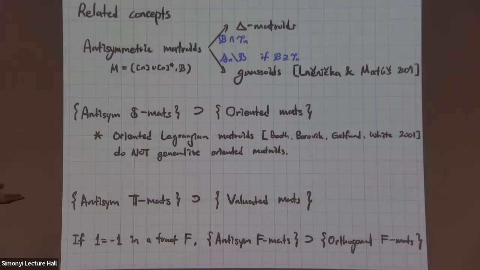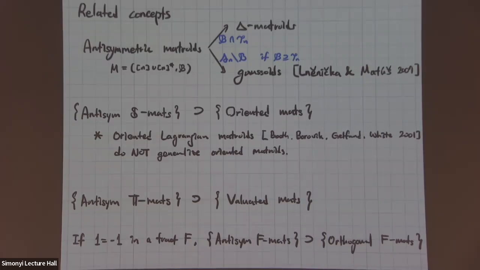In the paper by Booth, Borovik, Gelfand, and White, which is called oriented Lagrangian matroid, the Lagrangian matroid is equivalent to the delta matroid, and they define an oriented version of the Lagrangian matroid, but it does not generalize oriented matroid. So in some sense, it is not a satisfactory answer. But in our case, we generalize oriented matroid. So maybe you can try to consider an analog of theorems from oriented matroids for oriented antisymmetric matroids.